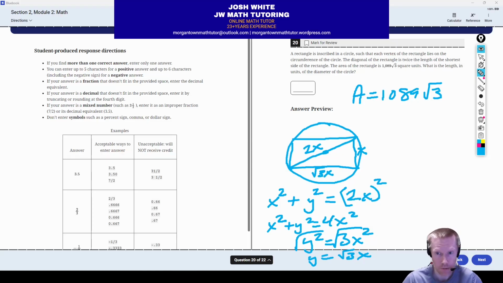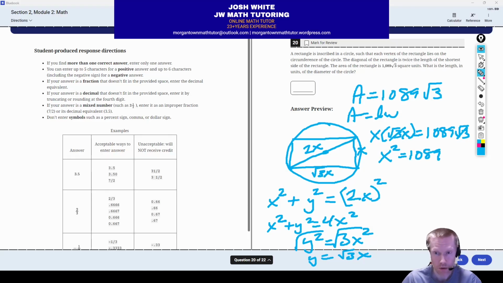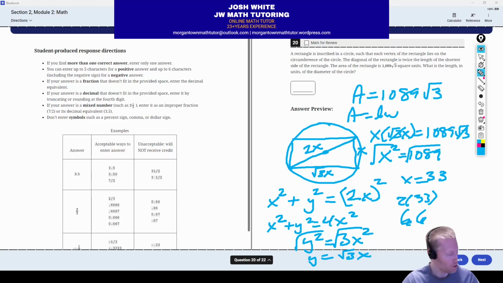So we can set that equal to the area, because we know the area for a rectangle is just length times width. We multiply x times root 3x and set that equal to 1089 root 3. Notice the root 3's will cancel out. You can divide both sides by them and you get x squared equals 1089. Then you square root that, and x is going to equal 33. Now, of course, the diameter is equal to the hypotenuse, which is just 2 times x. So 2 times that comes out to be 66. So the correct answer for this problem is 66.